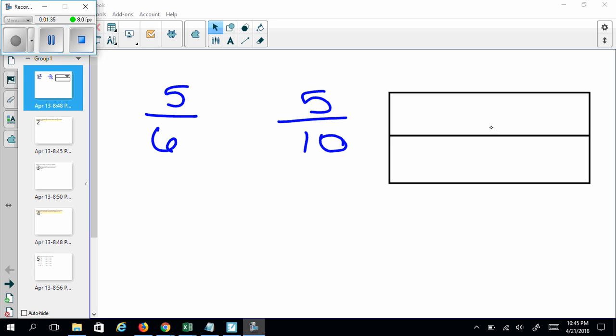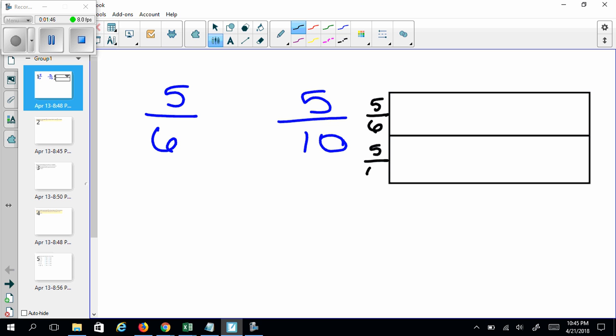So one of the things that you need to do is you need to cut this piece right here. We're going to have this be 5/6, and we're going to have this be 5/10. So this is the 5/6, this is the 5/10. So what we can do is we can take a look at the top one, and we are going to cut this guy into sixths.